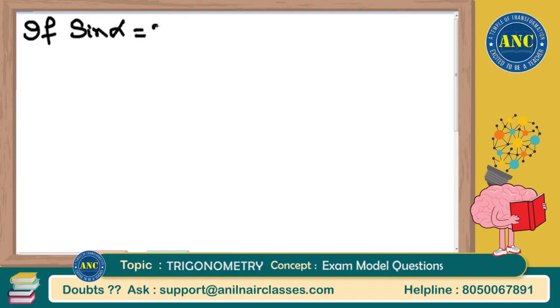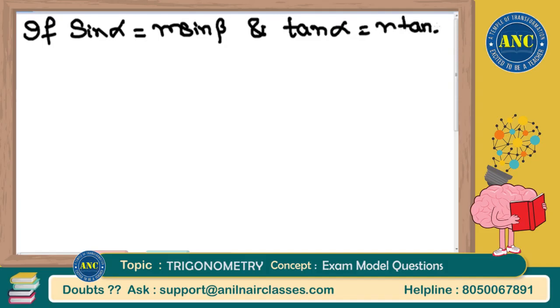If sine alpha is equal to m sine beta and tan alpha is equal to n tan beta, you need to find the value of cos square alpha, right? Arvind, I will come back to your doubt after this problem, sir. You need to find the value of cos square alpha.